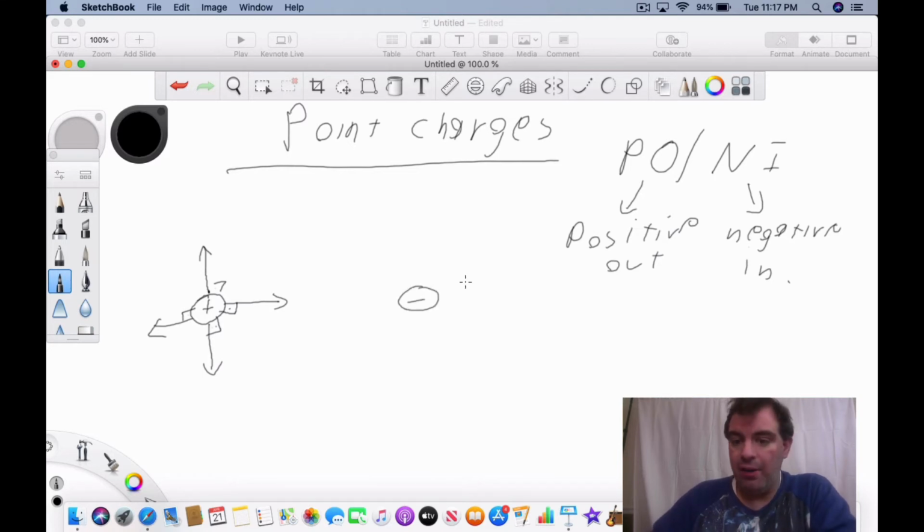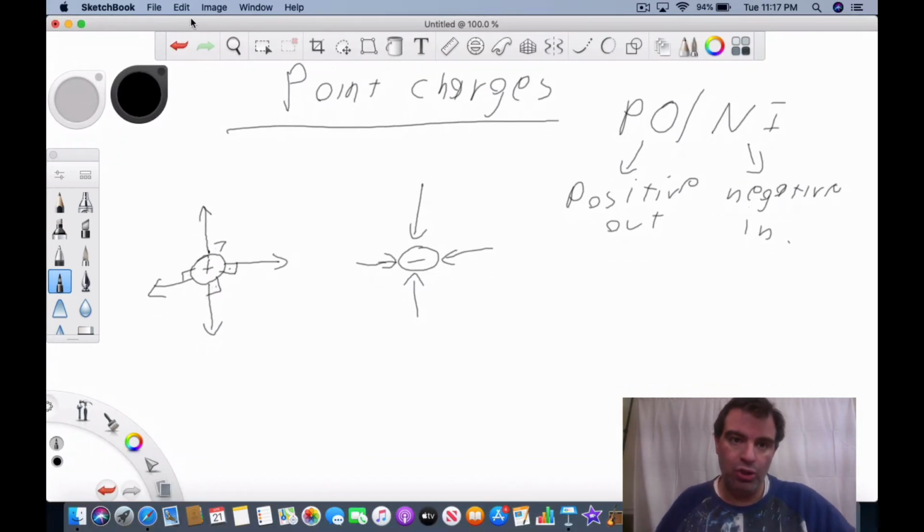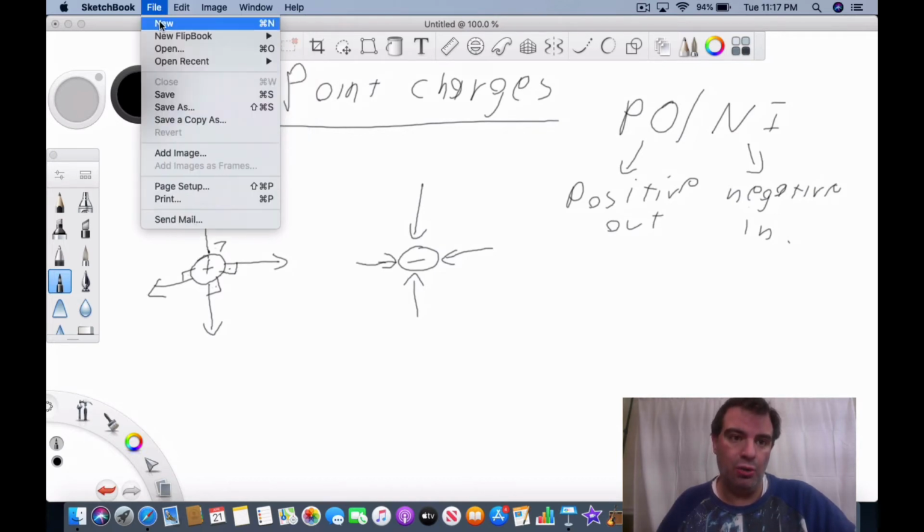So let's look at a negative point charge now. The mnemonic tells us that negative is in, so you're going to draw arrow vectors that point in. Again, I do my best drawing on the tablet to show you that they're 90 degrees, and these field lines do not cross. So that is our first one. Those are your point charges. They're very nice, simple, and easy to do.